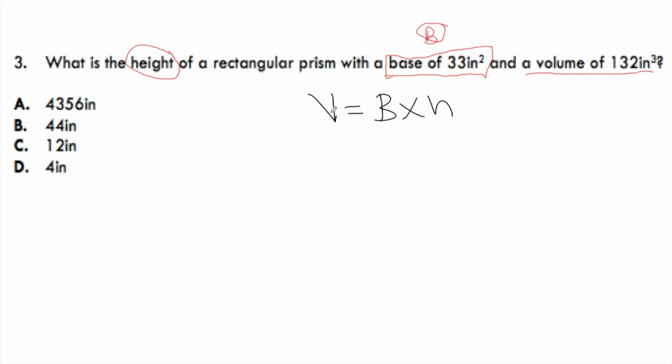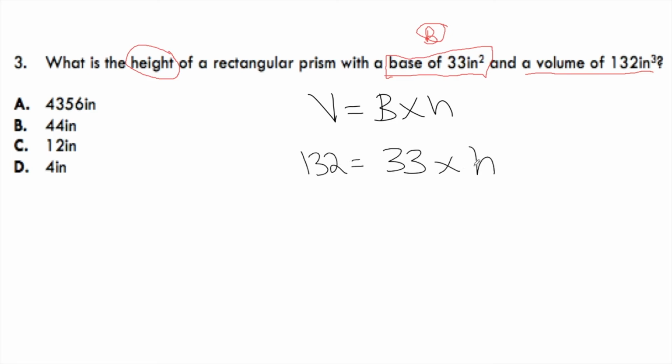So I have capital V, volume, is equal to the area of the base, capital B, times H. But this time, instead of filling in the area of the base and the height, I'm going to substitute in for volume and the area of the base. So my formula should look like 132 is equal to 33 times h.